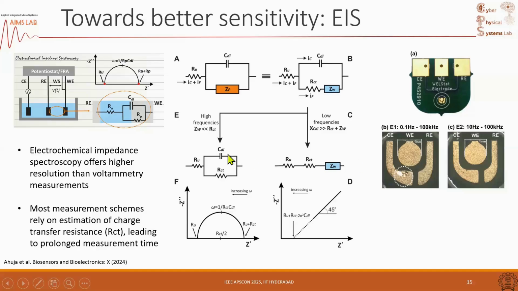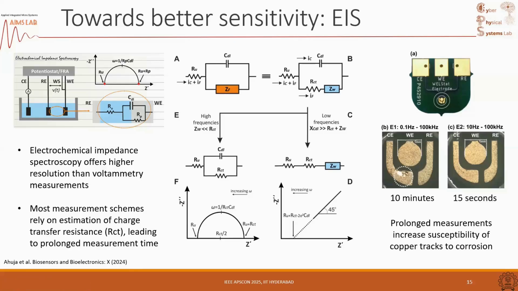But to extract CDL, you can start at 100 kilohertz and go down only to 10 hertz. It may look small, the difference here, but in terms of how much time it takes to do the measurement, it's quite large. So the higher frequency measurement down to 10 hertz takes only 15 seconds. But if I have to go down to 0.1 hertz, that takes 10 minutes.